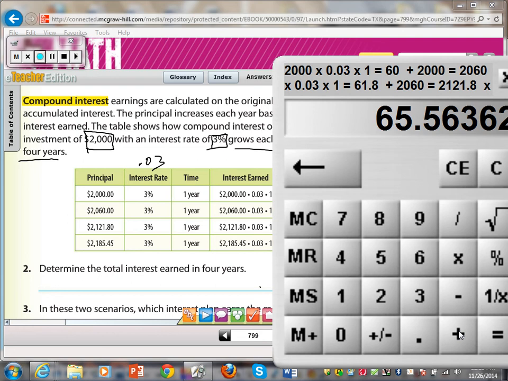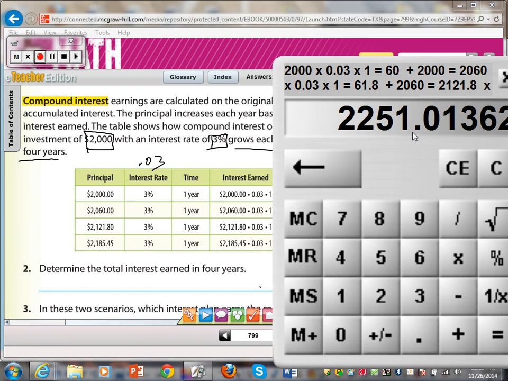Plus 2,185 with 45 cents. And that gives you your ultimate balance right there. So it says, determine the total interest earned in 4 years. Well, the total interest earned in 4 years was $251.